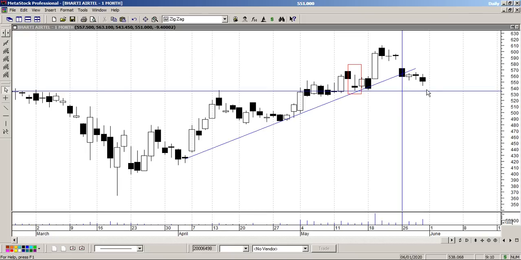This move at 536, it can peter out. It can go till 536, go up from here, whatever. But if Bharti Airtel closes below 536, whatever fundamental news is in the market, forget it and dump the stock. It will go down in a big way. I will show why.